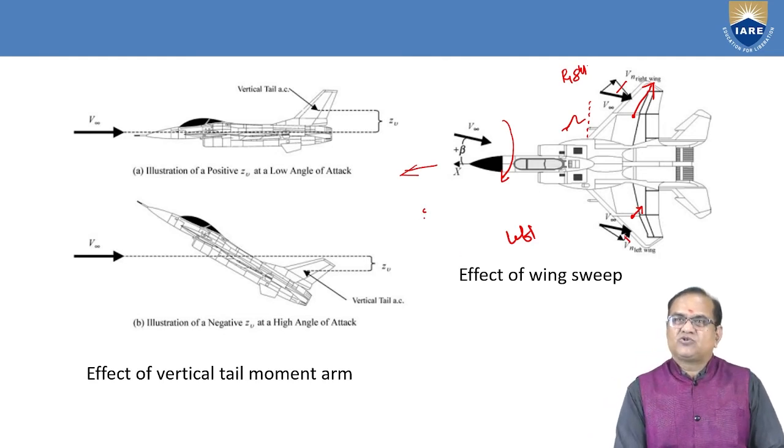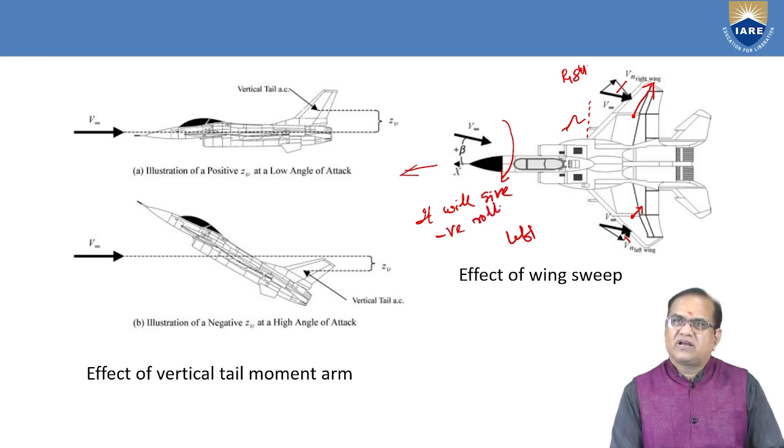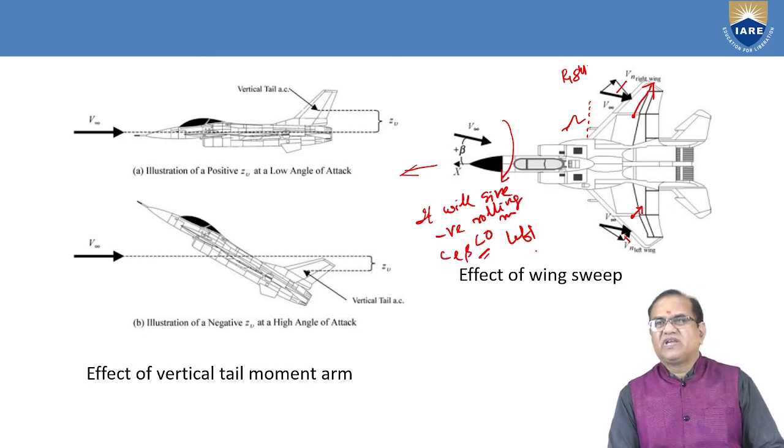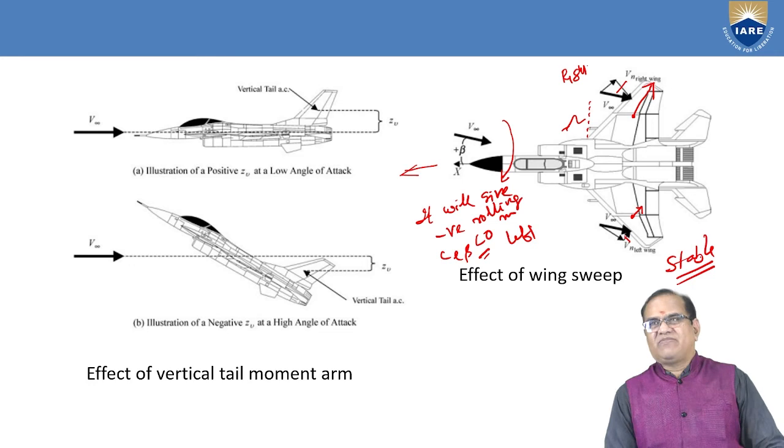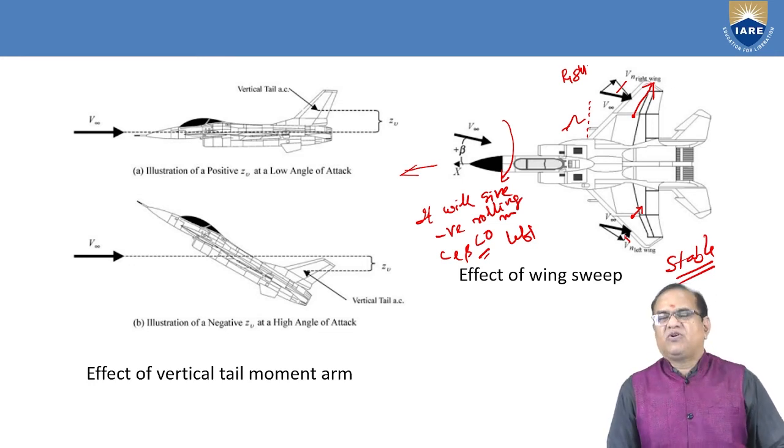So sweep will give negative rolling moment, or CL beta less than 0. So it is a stable case. So sweep makes the aircraft stable, and it is very useful for fighter aircraft or military aircraft to reduce the vertical tail, so that the radar cross section is reduced and enemy radars may not be able to capture them so easily.